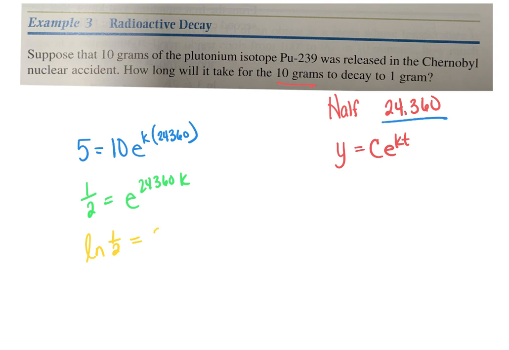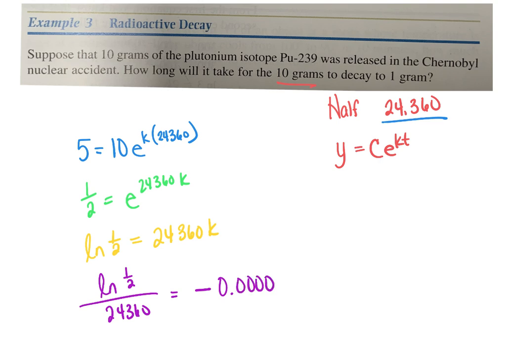So natural log of that is going to be the 24,360k. Divide both sides by that. And you are going to get a negative number here, which, by the way, when you're using your logic skills to do these problems, it makes sense that your k is negative. Well, why? Because we're talking about decay. And so if you get a positive k on a decay problem, you probably did something wrong. So it's a good thing to look for, right? So we have my k.